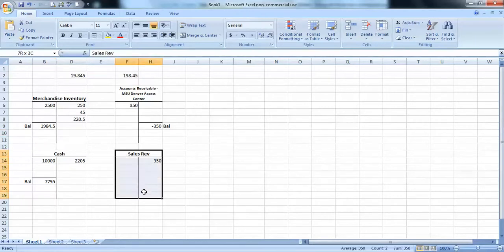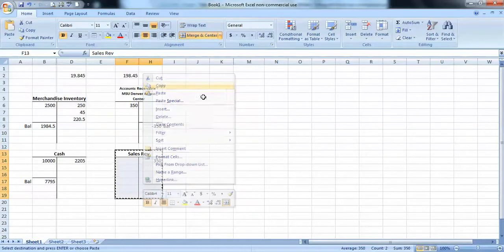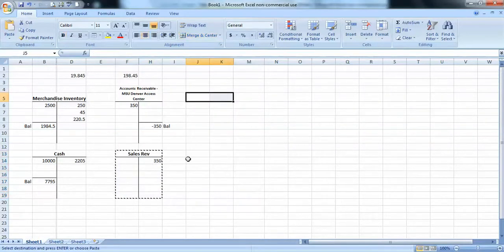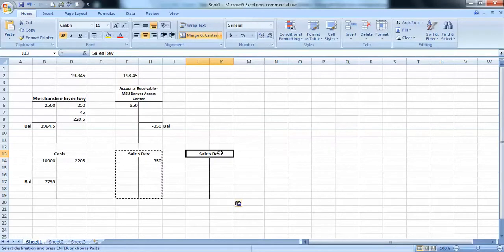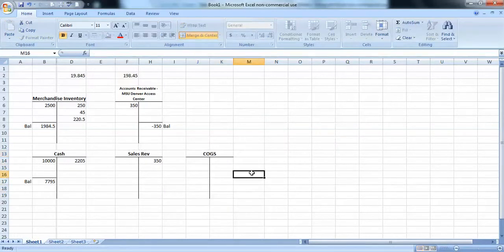We need to set up another account. I'll go ahead and copy this. What account do we have to set up? We have to set up the COGS account, right? We have to now record the COGS account. So let's go ahead and set up the ledger account for COGS of the 220.50. It's an expense, so it will be entered on the debit side.